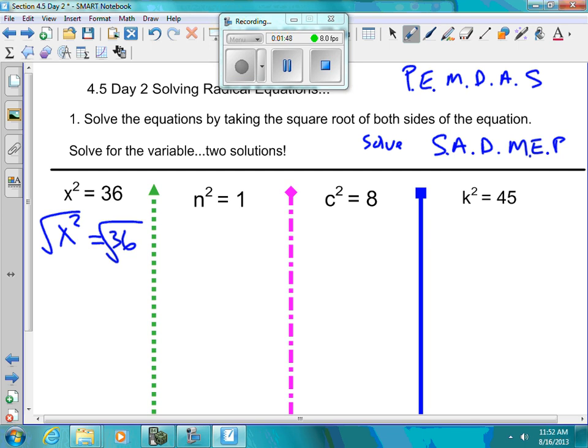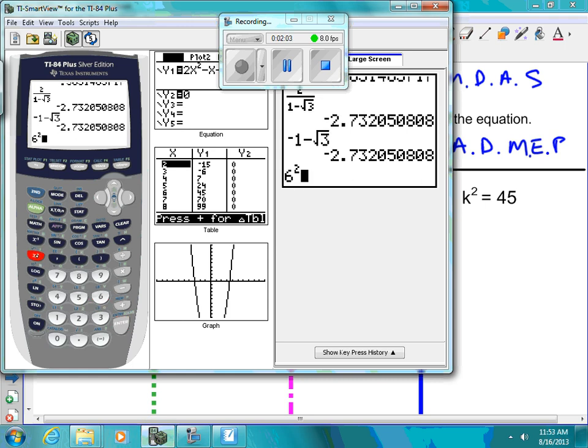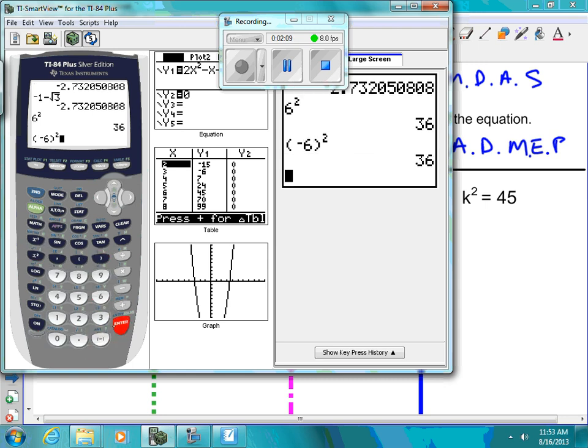So we take the square root of 36. What is the square root of 36? Well, on your calculator it says 6. But is that our only solution? Well, let's test this out. 6 to the second power is 36. What happens when I do negative 6 to the second power? What do I get? I get positive 36 as well.